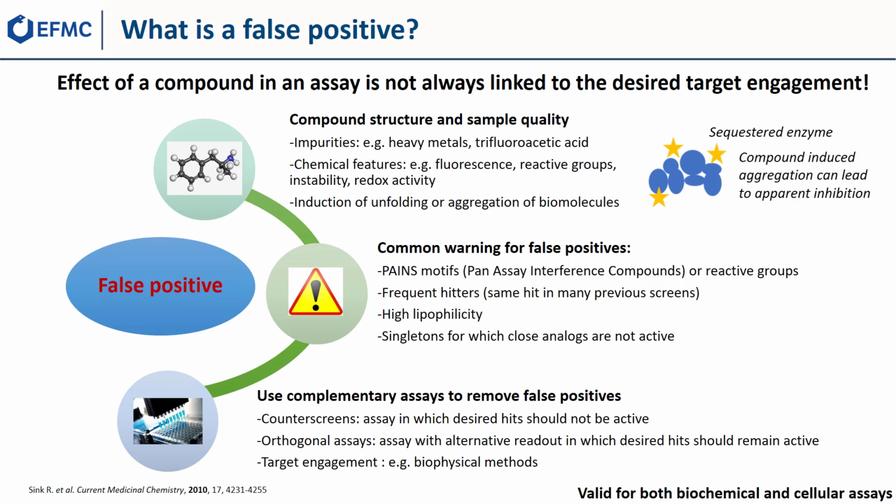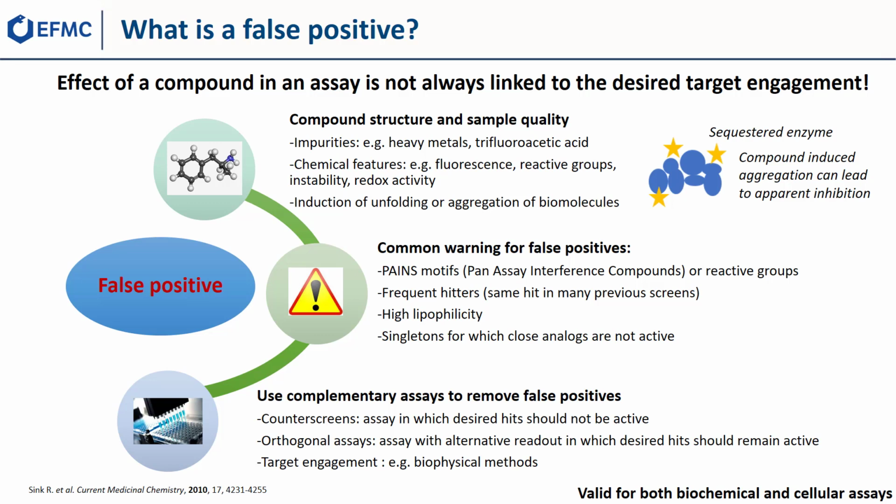Another very common origin of false positives is compounds which induce unfolding or aggregation of biomolecules. And this is illustrated a little bit on the right side. If a compound induces aggregation, it will form these aggregates in your assay system, as shown in blue. And this may lead to the sequestration of your enzyme, of your protein of interest. The enzyme is not going to be able to function anymore, but this is not due to a specific inhibition that you want, but really only to the fact that it's trapped in these aggregates.